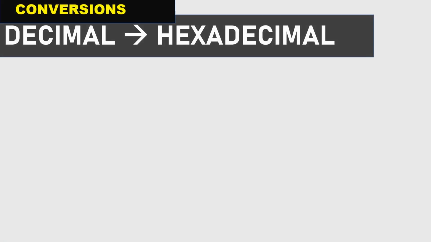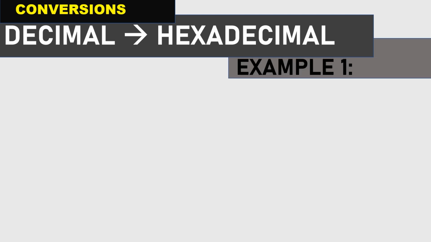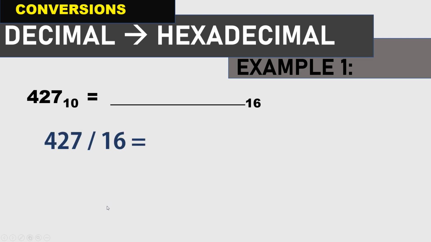Okay, next we have the decimal to hexadecimal. So this is quite procedural. We have example number 1. The given is 427 in decimal. As you can see at the base, you have 10 converted to base 16. Okay, the first step is to divide it by 16. So 427 divided by 16, we can get a quotient which is 26, but it is not exact.